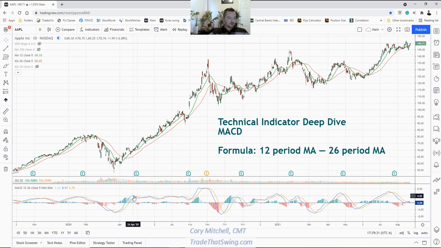Once those start to close in on each other, the histogram is going to start moving back toward 0. So again, it's just the closeness, and then when you get a crossover, it moves back to 0. So right here, we can see the MACD crosses below the signal line, and for a brief second there, it's really close to 0.